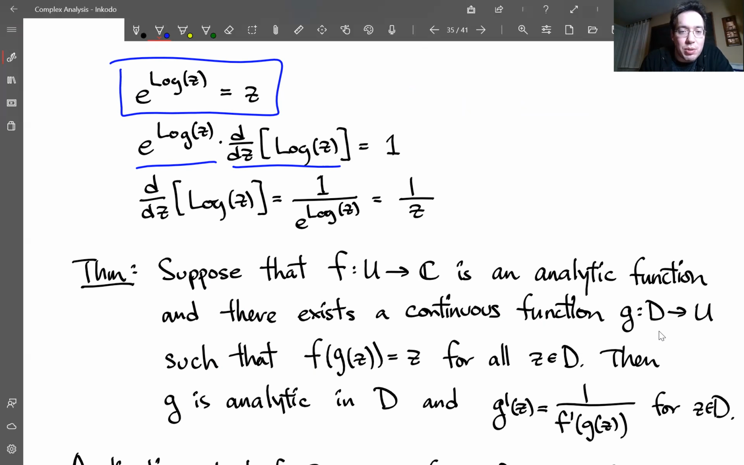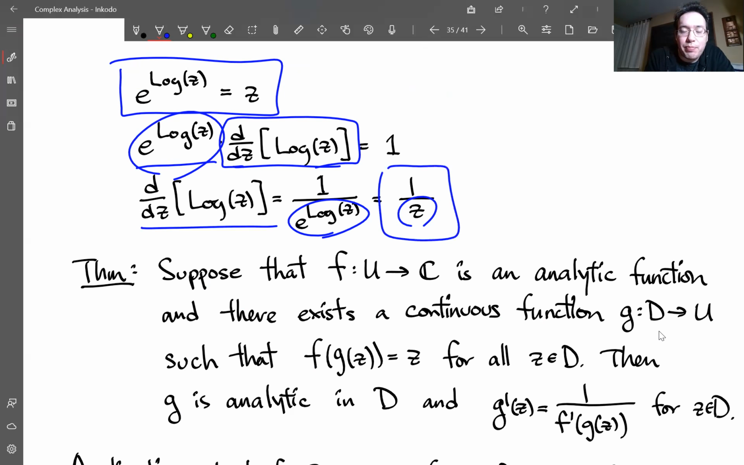The right-hand side is equal to 1. Even if we don't know what the derivative is here, we could just solve for it. Bring this over to the right-hand side by dividing. Now I could just rewrite e to the Log of z as z. So the derivative of Log is 1 over z. This trick could be used to get the derivative of the inverse for any analytic function.